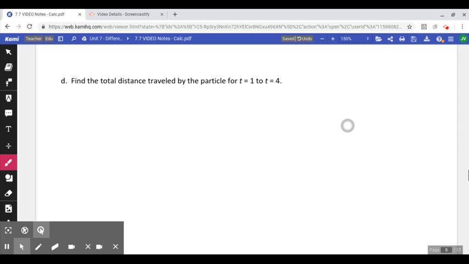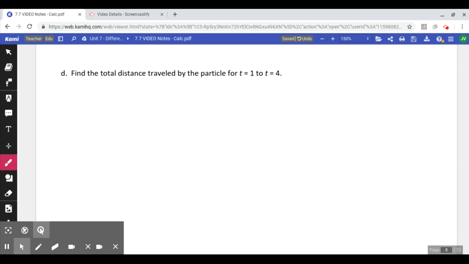For D, it says find the total distance traveled by the particle for t equal to 1 to t equal to 4. When we're looking at total distance, we need to see if there's any change in direction. We already did that in part C. We said there isn't. So the total distance for this particle is going to be the absolute value of s at 4 minus s at 1, or the difference between the positions. And of course, we want to use the absolute value because distance is only going to be positive.